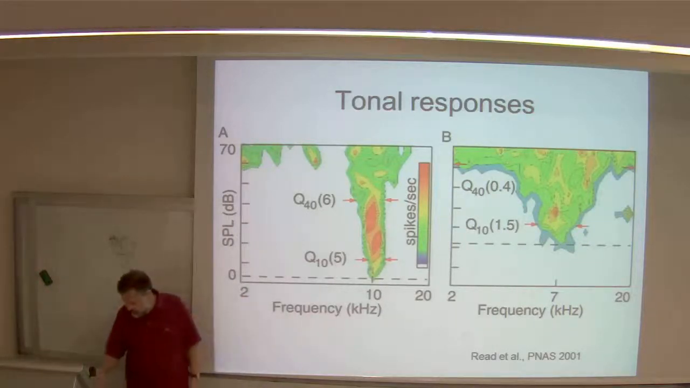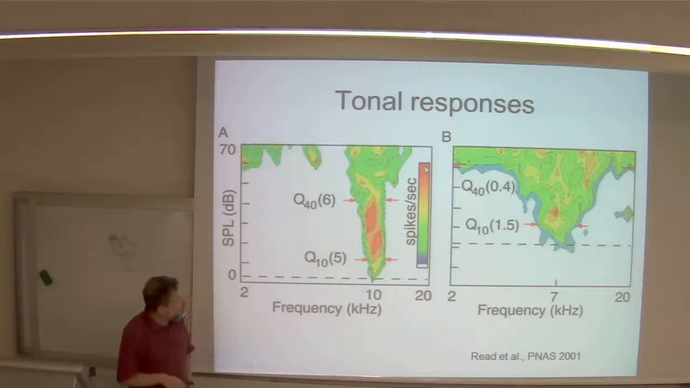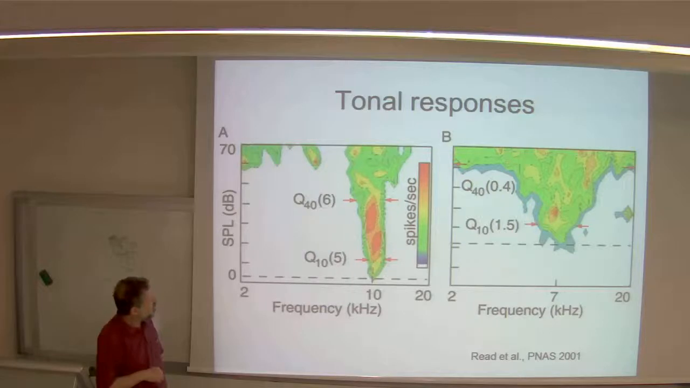The responses in cortex in general are much weaker than in the auditory nerve. So in the auditory nerve, you would get maybe 10 spikes for the best responses. Here you would get 1 or 2 spikes for the best combination of sound and level.